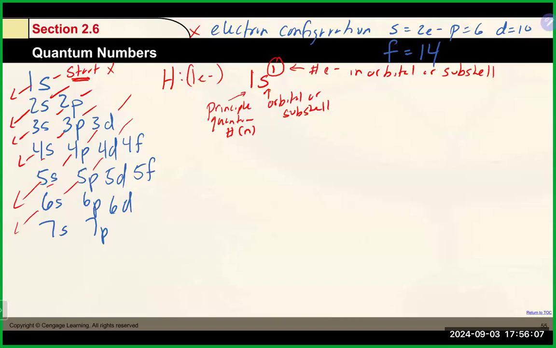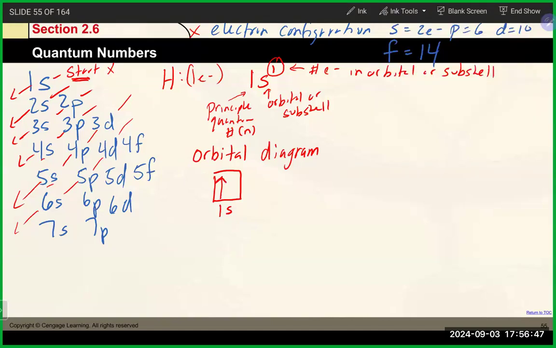Now, there's another way that we sometimes represent electron configuration, and that is what is known as an orbital diagram. An orbital diagram uses boxes or lines and arrows to represent electrons to visually show electron configuration. So if we did it for hydrogen here, we would need one box. I'm just going to use a box, and that would represent my 1s orbital. And when we throw our electron in there, it will always point in the upward direction, our first electron. And that would be the orbital diagram for hydrogen.